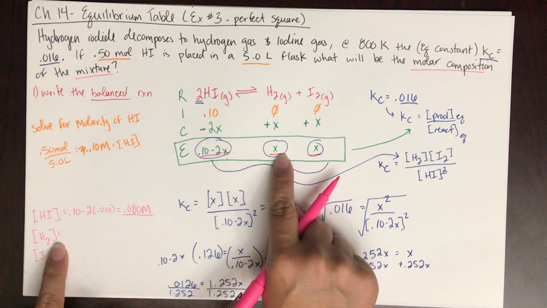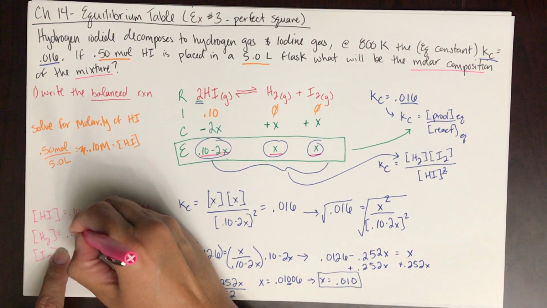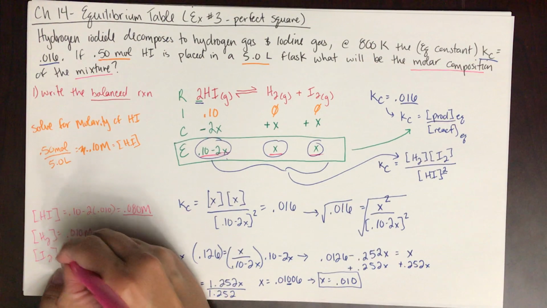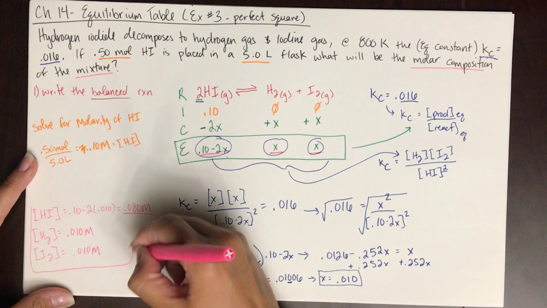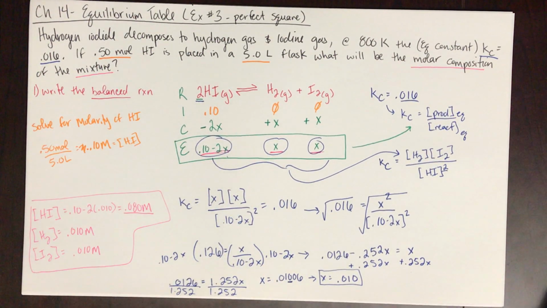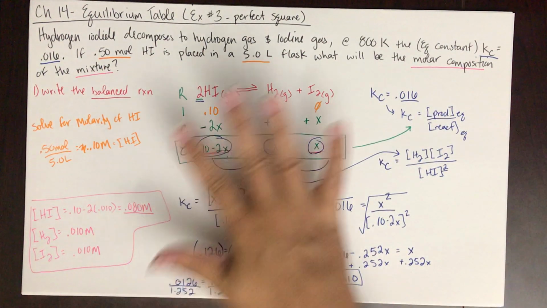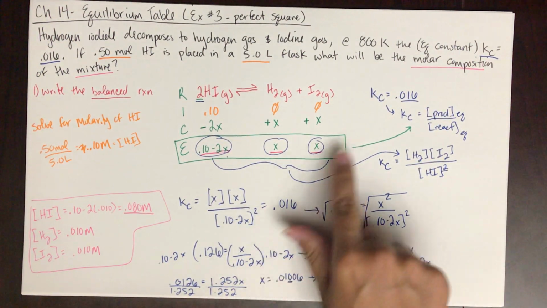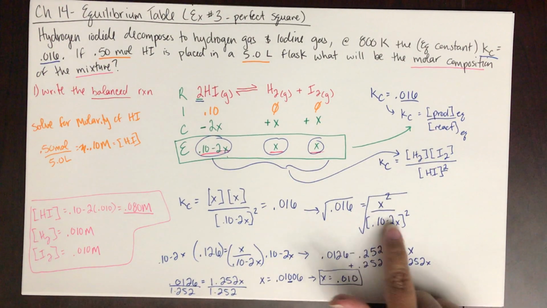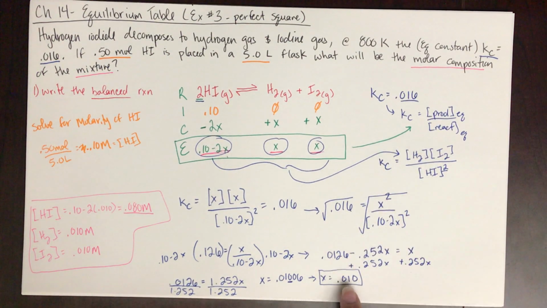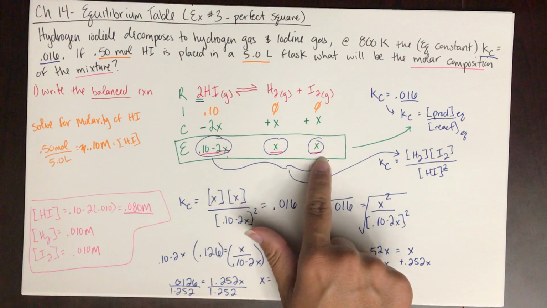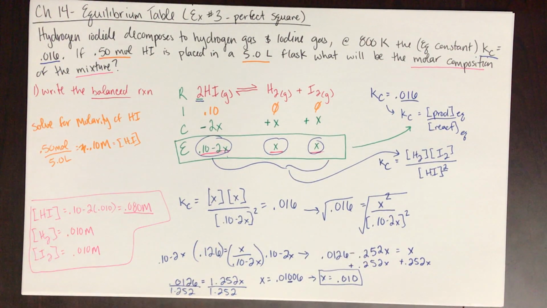For hydrogen, it's just x, so that means it's 0.010 molar. For iodine, it's just x, 0.010 molar. So this is the question that we're being asked to answer. What is the molar composition of everything, of the mixture? And you need to use this equilibrium table to solve for x. Here we had a situation where it was a perfect square, so we could solve for x without using the quadratic formula. Once we solve for x, we're going to plug x back in to get the molar composition at equilibrium.